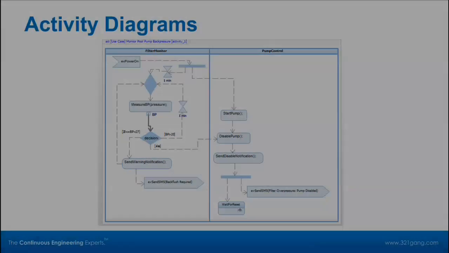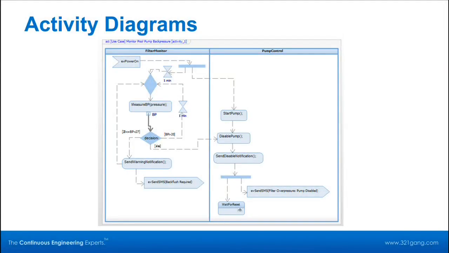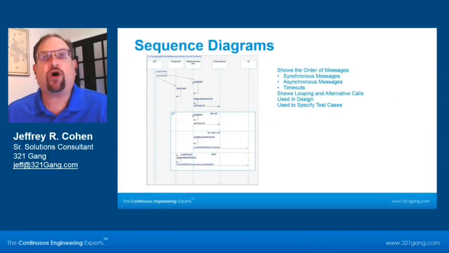These lifelines here going down from, for example, the dash line coming down from pump switch or from pressure sensor, those indicate the part of the system that we're looking at. And you can think of time as going down from the top to the bottom. The arrows that go across represent either synchronous or asynchronous calls.